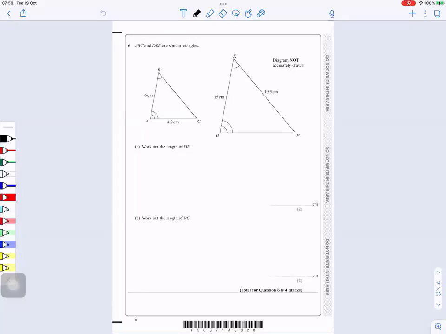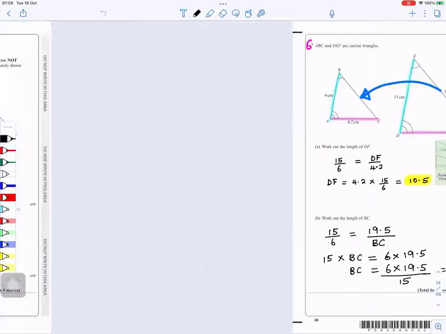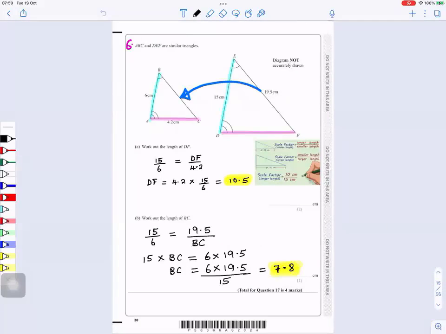Question number 6. ABC and DEF are similar triangles. Work out the length of DF. So that's AB, DE, AC, DF.